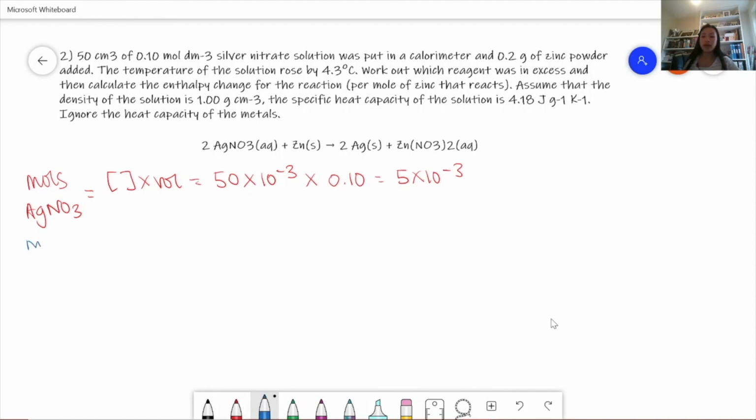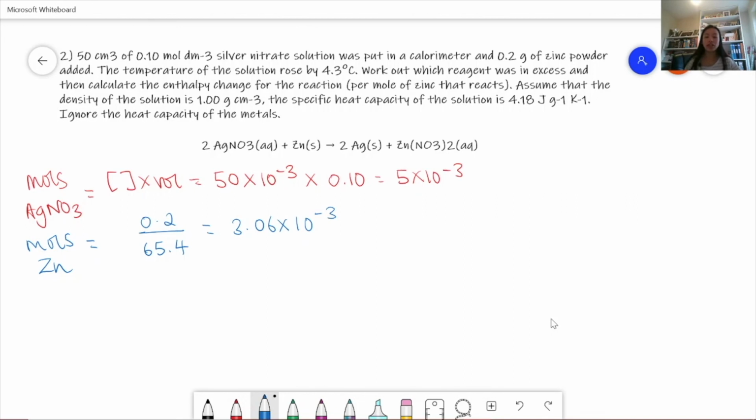And then I'm going to work out the moles of zinc. And now we can use the mass over MR because we're only given the mass. So we have 0.2 over the MR of zinc, which is 65.4. And that gives us 3.06 times 10 to the minus 3 moles.